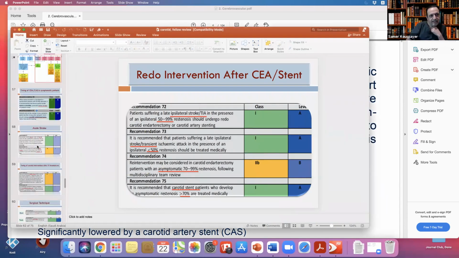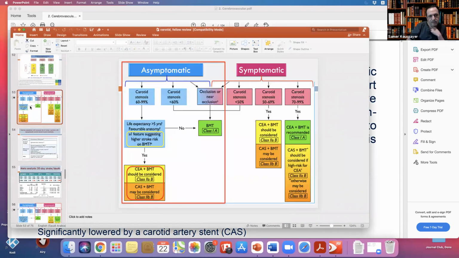If you go to the guideline here, asymptomatic, correct? Yes. The slide: life expectancy more than 5 years. This is the first thing, before you look at the other things. If the patient has carotid stenosis, asymptomatic, 60 to 99%, the first thing is whether he has life expectancy of more than 5 years and favorable anatomy, with more than one feature that suggests high stroke risk, to decide on surgery. But if it's less than 5 years, or he doesn't have these features we talked about before, then it will be medical treatment. Okay?